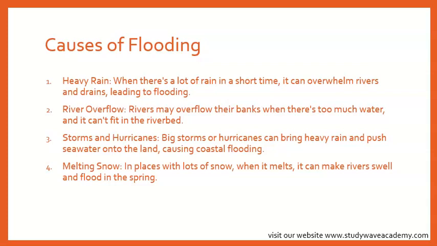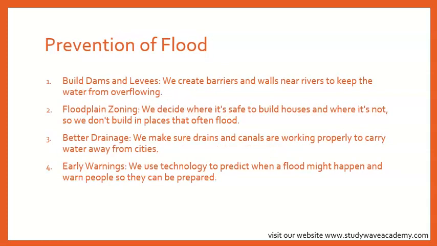Melting snow. In places with lots of snow, when it melts, it can make rivers swell and flood in the spring. Okay? Melting snows in mountainous regions can lead to river flooding in spring. So these are the causes of flooding. We now know the causes of flooding, right? So we're going to be looking at prevention of flood.